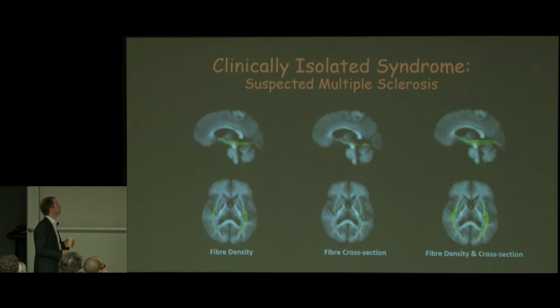Here's an example. This is an isolated case, I think. Single case versus controls, looking at fiber density, cross-section and both of them together for multiple sclerosis. I'm not entirely sure I know what the clinical correlates were for this analysis.